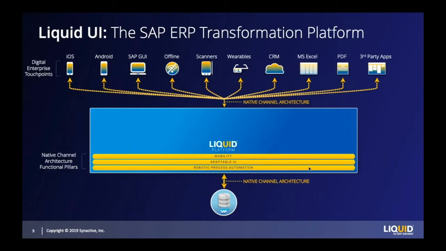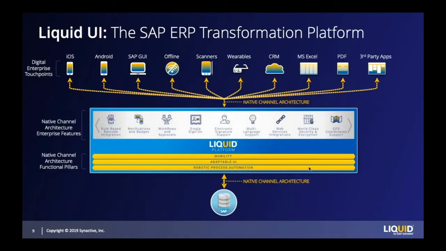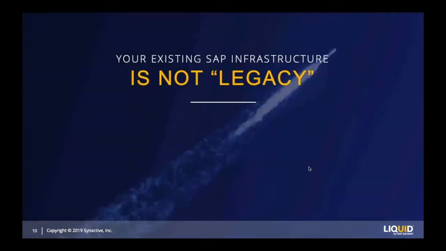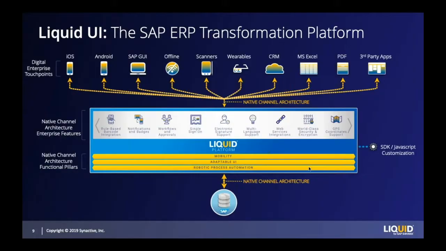touchpoints. The Liquid UI platform also integrates a host of powerful enterprise features to drive workforce productivity at each of these touchpoints. This ranges from things like web service integration to GPS coordinate support to single sign-on, push notifications, and so on and so forth. It's really quite an expansive list of features and functionality that's baked into the platform. And all of this flexibility, adaptability, and security is easily and centrally managed using an industry standard JavaScript object model.